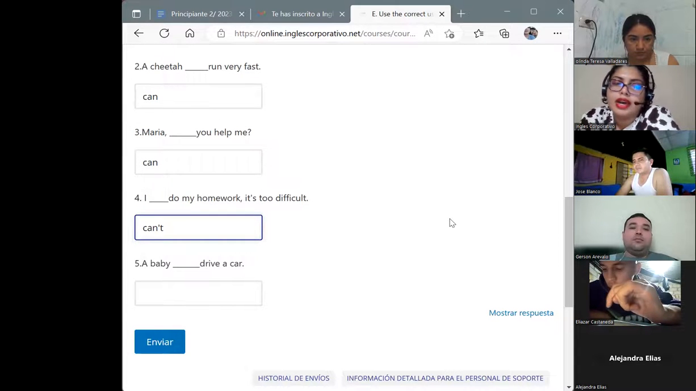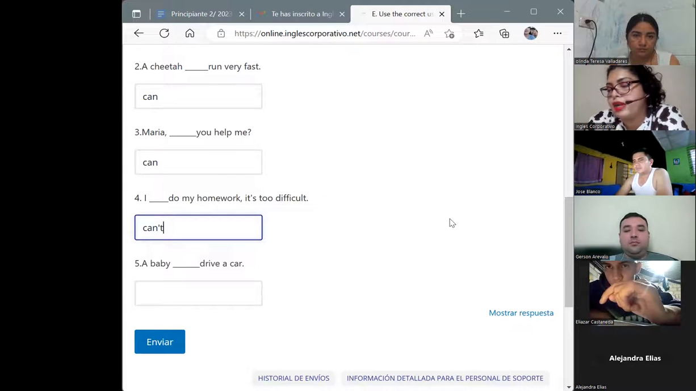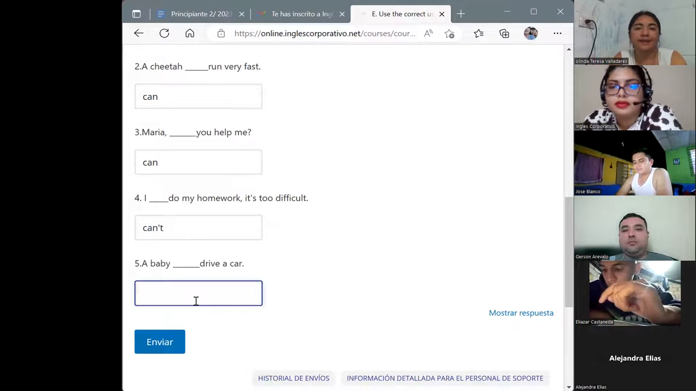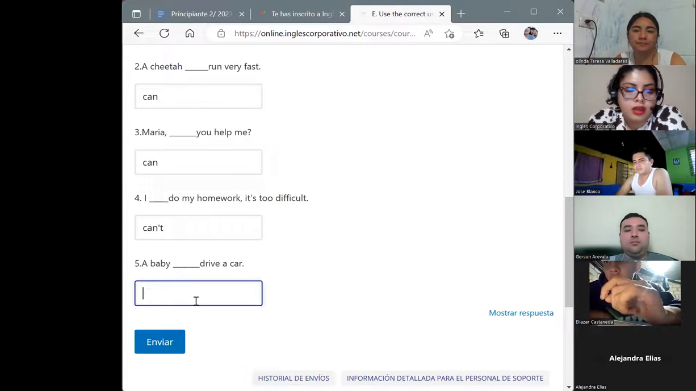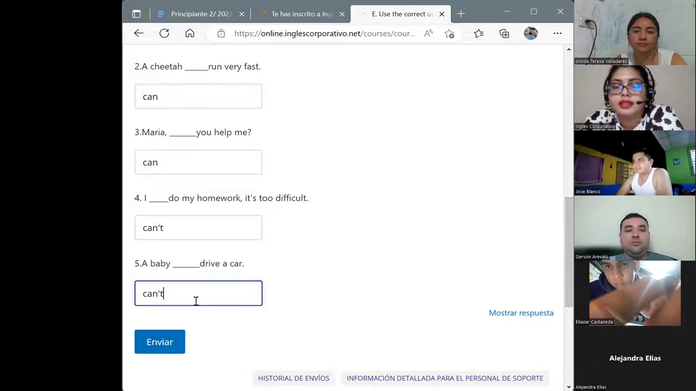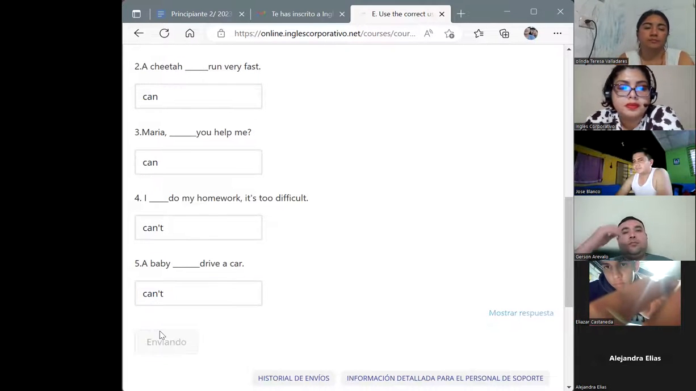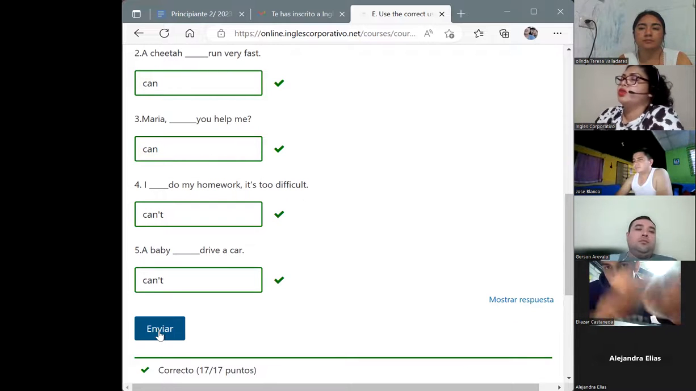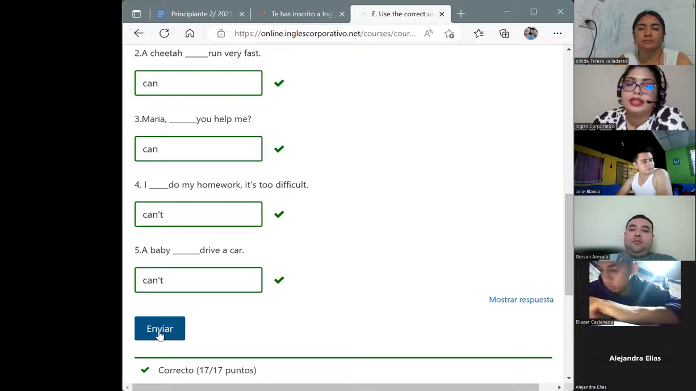And the last one, a baby drive a car. ¿Un bebé puede o no puede manejar un carro? Can't. And that's correct. Están todas correctas. Muy bien.